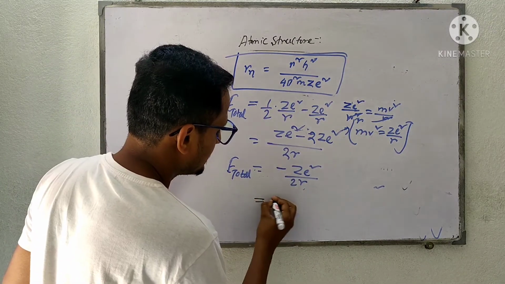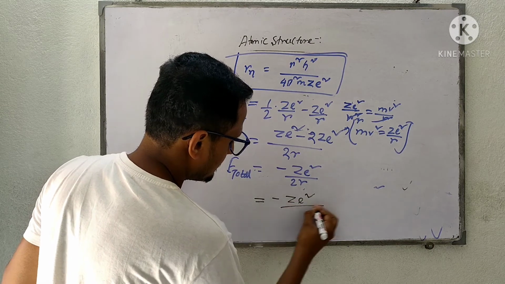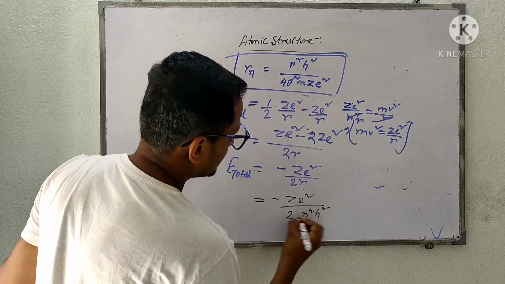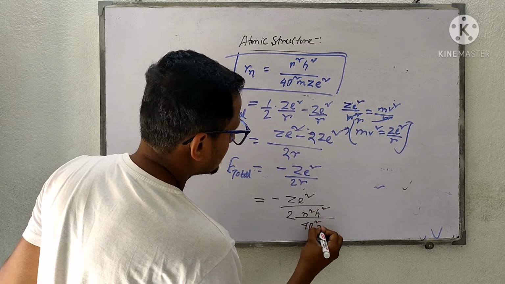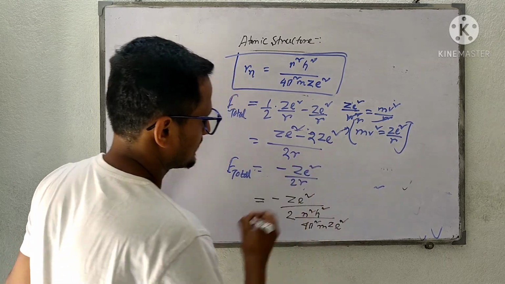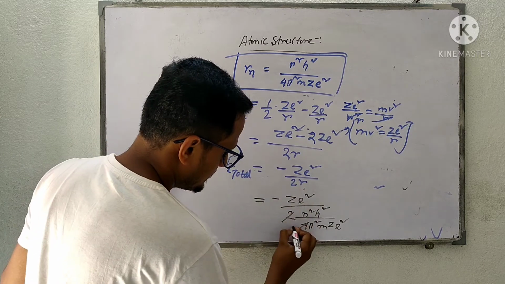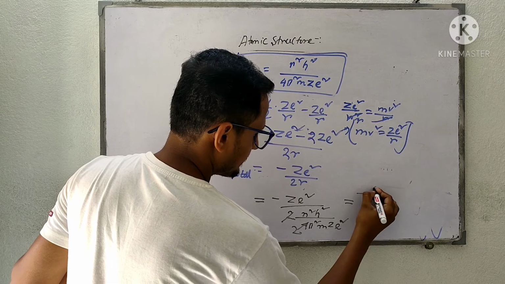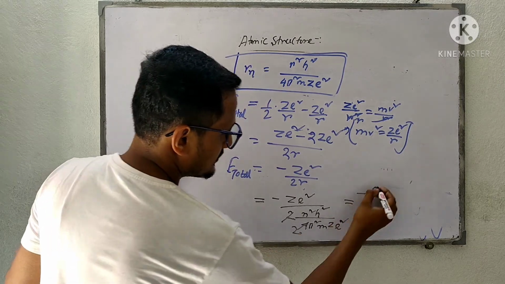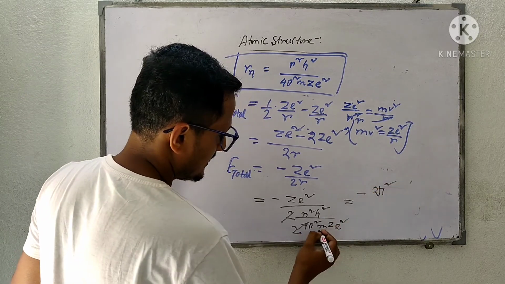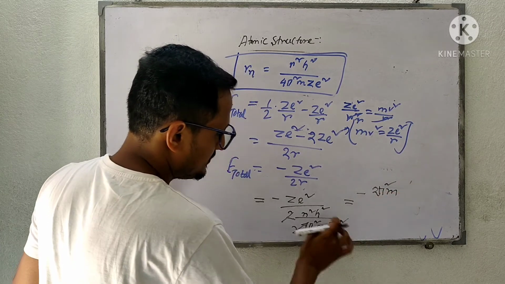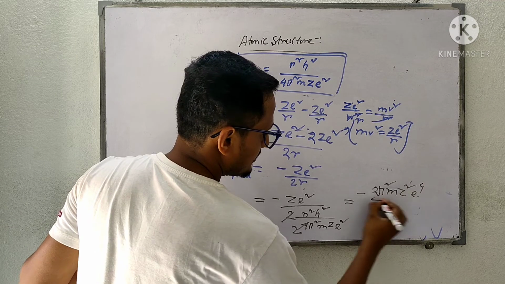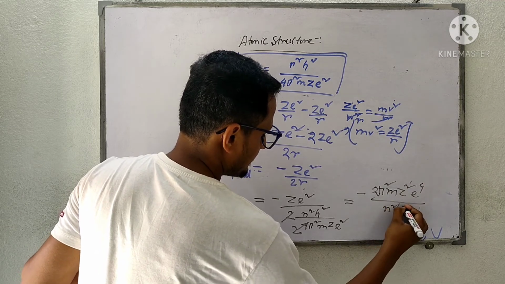So just substitute in z square by 2 the value of r, which is n square h square by 4 pi square m z e square. So this will be cut by 2, and you will get minus 2 pi square m, this z will be z multiplied with this z, so you will get z square, e square into e square, to the power 4 by n square h square.